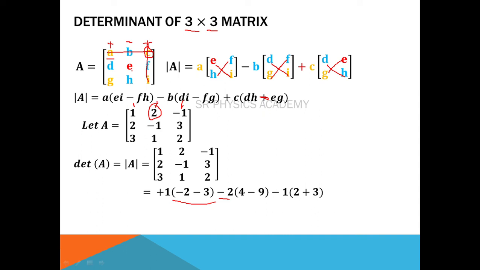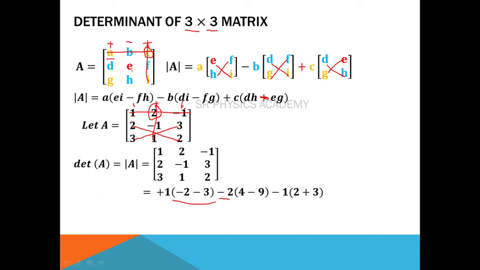Now we cut this row and the column of the second element 2 on both sides. Then what remains is the 2 by 2 matrix. So we get 2 into 2, 4, minus of 3 into 3, 9, in an X shape.